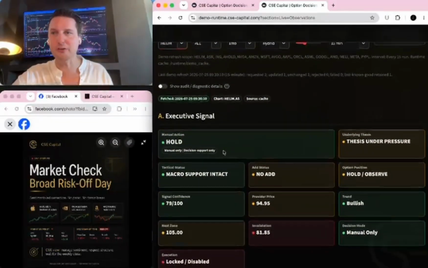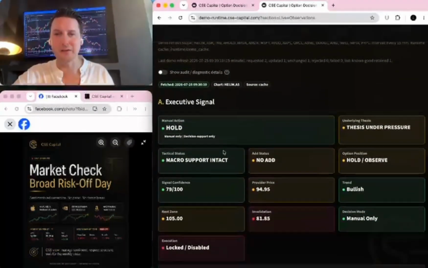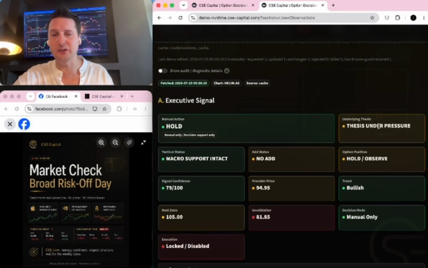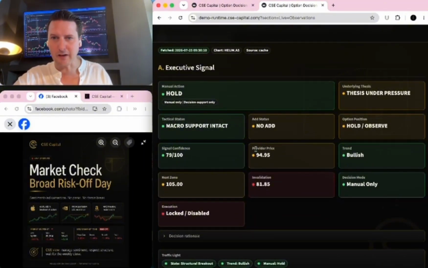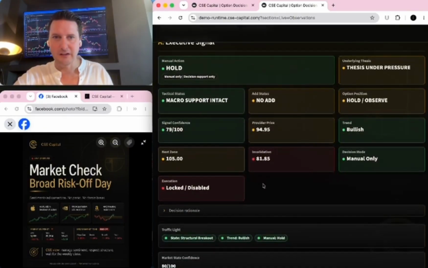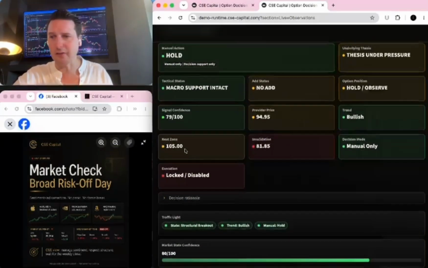A European stock for European stock fans, Heijmans, holds your position. The thesis is under pressure, but the macro support is still intact. Last Friday, there was a half-year meeting. They presented the half-year figures. I made a post about it on the socials also, so check it out. At this moment, the price is 94. Invalidation is at 81. Quite a high confidence, so that's fine.